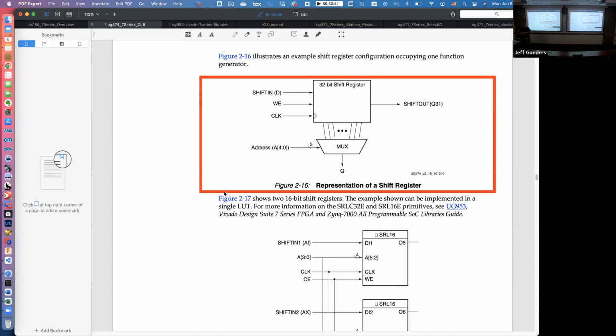Okay. All right, so we've done shift registers and LUT RAMs. Is there anything else we want to talk about? We've talked about the carry logic. I want to talk about 2 other things, then we're going to fire up Vivado.